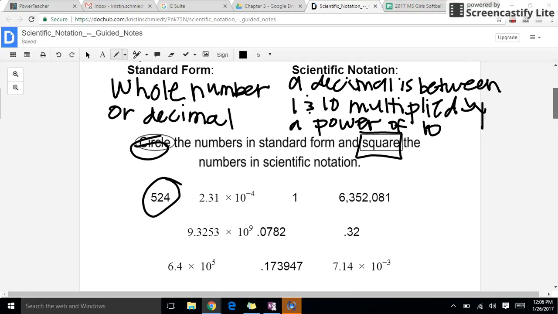Now this one is 2.3 times 10 to the negative fourth. I see that there's that 10 there, and that reminds me it's multiplied. So scientific notation. When we say a power of 10, this is what we're talking about. We have this exponent here, and it's on a 10. Remember, power is another way to say exponent. And then the 10 comes in right here, and also a multiplication sign in the middle. So you guys are going to pause the video right now and do the rest of these numbers. You either need to circle them if they're in standard form or square them if they're in scientific notation.